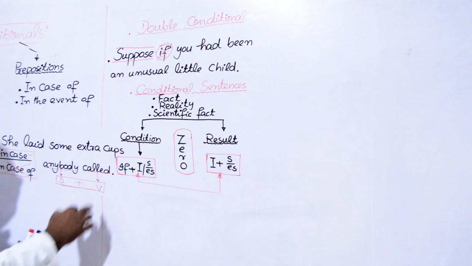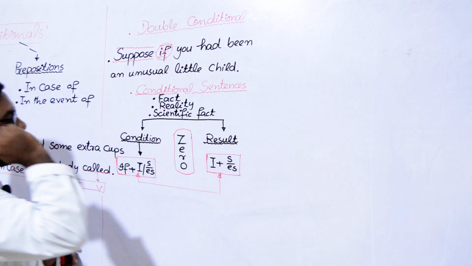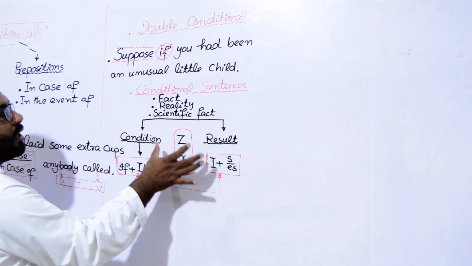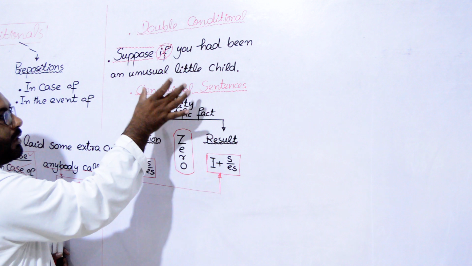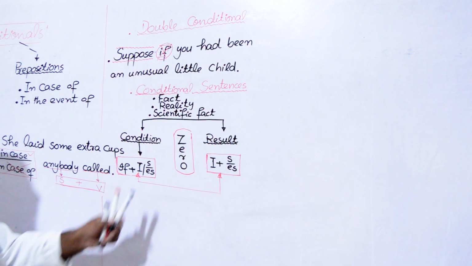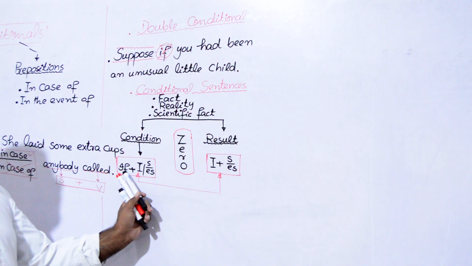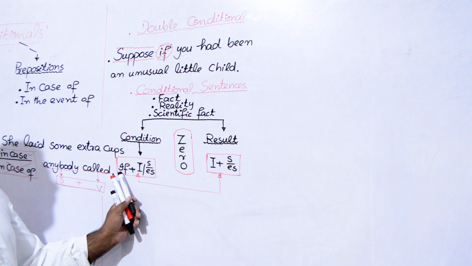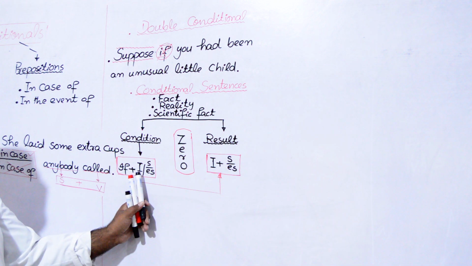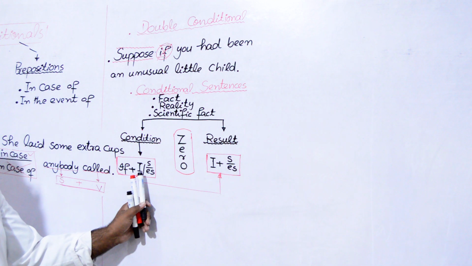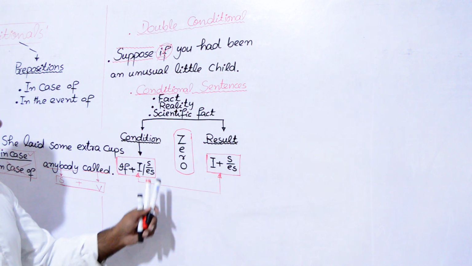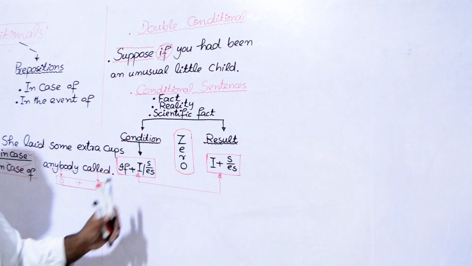On one side it has condition, on the other side it has result. If the condition and result both are focused on a fact, a reality, or a scientific fact or a scientific idea, it becomes zero. And how do we create a zero conditional? We have if conjunction or any conjunction, it takes first form of verb, the simple present tense, on both sides, and if required, if necessary, we can add s or es to the first form of verb.